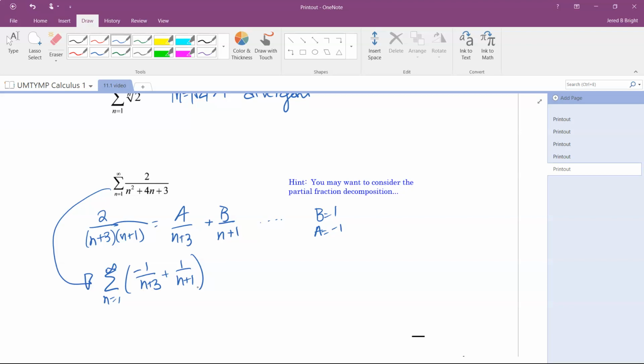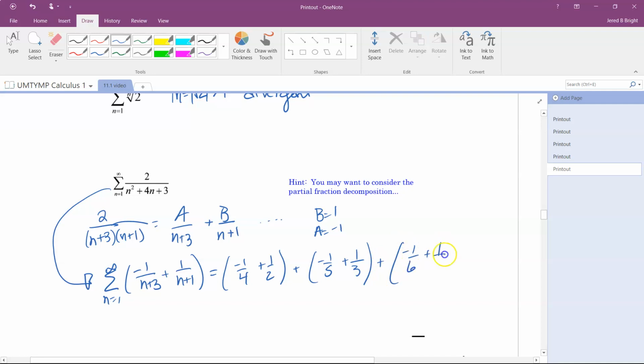Well, here's the thing. What I can do is start writing this out. Put in n equal to 1, I get -1 over 4 plus 1 over 2. That's fine. And then for the next one, n is 2, so I have -1 over 5 plus 1 over 3. Not immediately useful. Moving on, -1 over 6 plus 1 over 4, and then -1 over 7 plus 1 over 5, and so on and so forth, right?